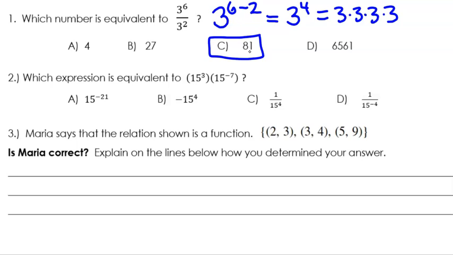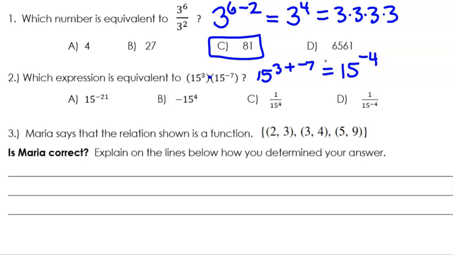For question number 2, we're multiplying like bases, which is a different shortcut rule. You still keep the base the same, but when you're multiplying, you get bigger. So we're going to add these two powers together. 3 plus negative 7. When we keep the base the same, our new exponent will be negative 4. This is a correct answer, but it's not one of the choices.